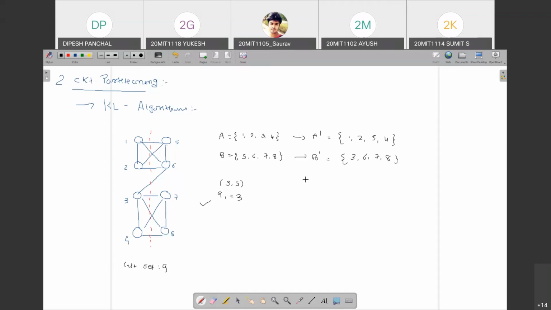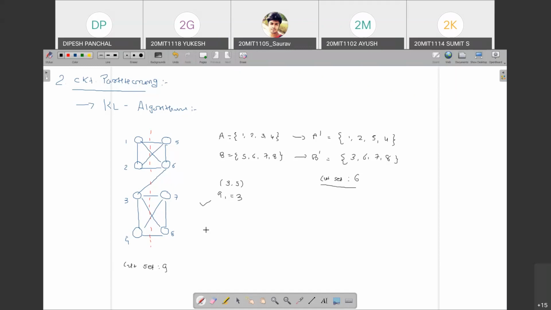So 9 becomes 6. Okay. This is the cut set. You can resketch, or you can do the partition like this: 1, 2, 5, 4 in one group, and then the remaining are in the other group. You will get cut set 6.